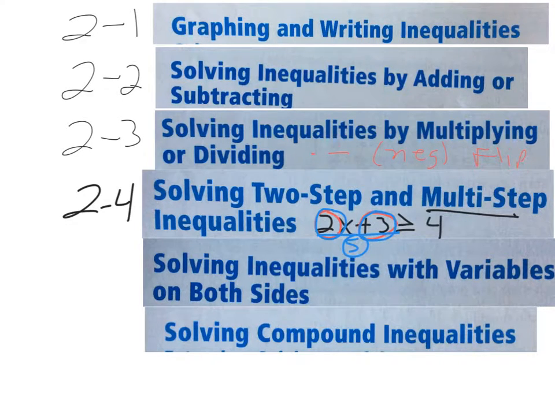Now, on this next section is 2-5. Oops, hold on. 2-5, which is solving inequalities with variables on both sides. And then finally, what you covered today is 2-6, solving compound inequalities. Now, when you come in tomorrow, I want you to take a look at the next couple of slides.